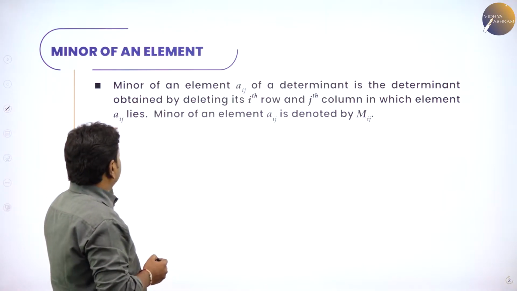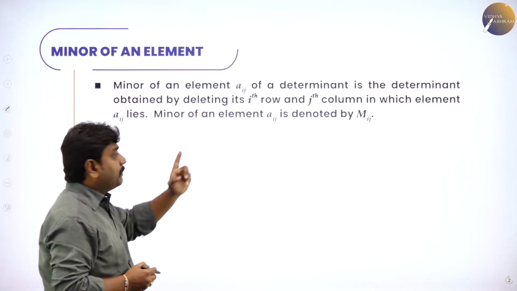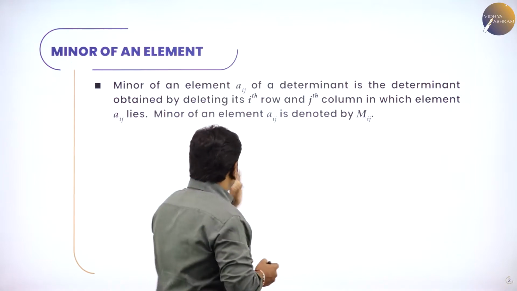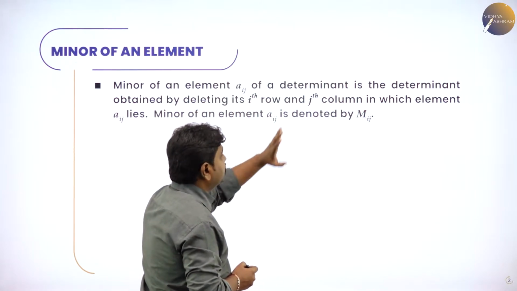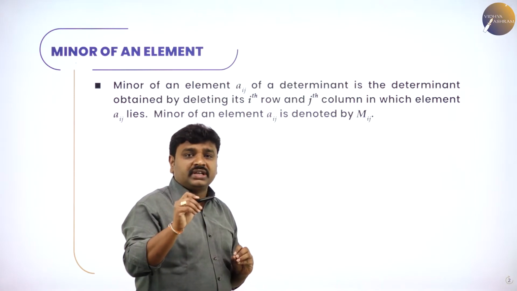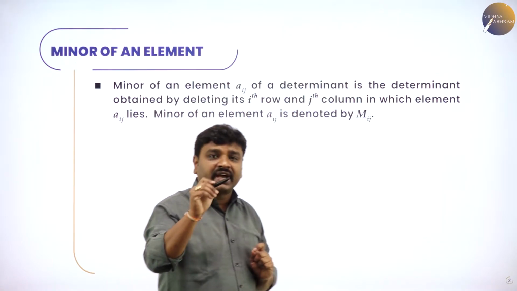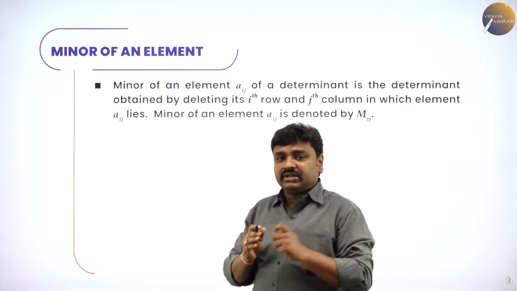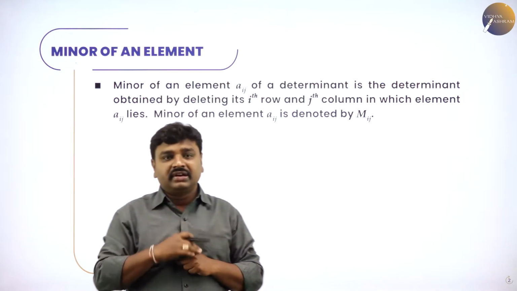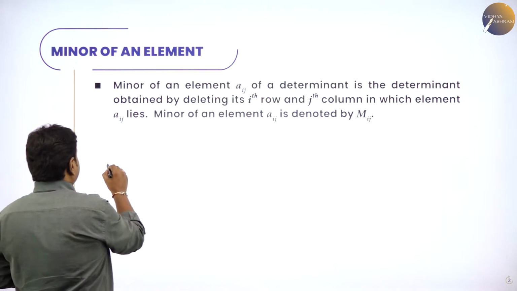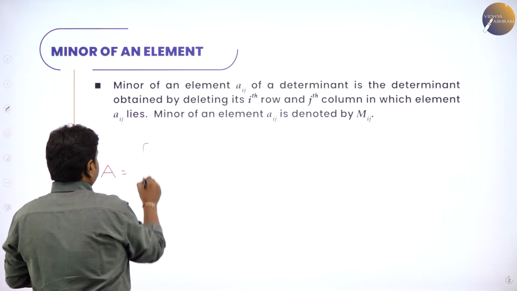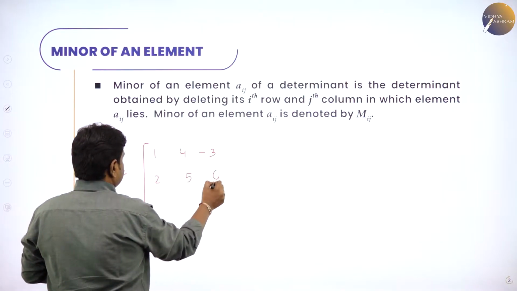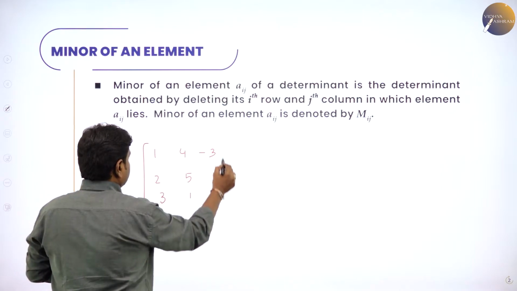Now coming to the minor of an element. The minor of Aij of a determinant is the determinant obtained by deleting the ith row and jth column. So how to find minor? If you want to find the minor of the Aijth element, delete the ith row and jth column, and the determinant obtained after deleting is called the minor. For example, let us consider a matrix. I will take the matrix 1, 4, minus 3, 2, 5, 6, 3, 1, 4.